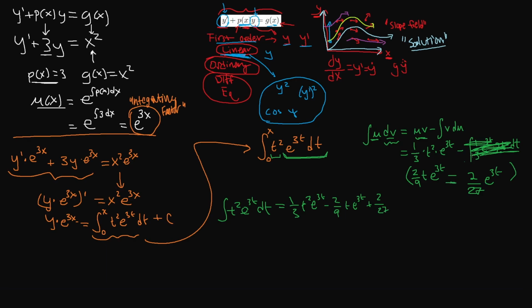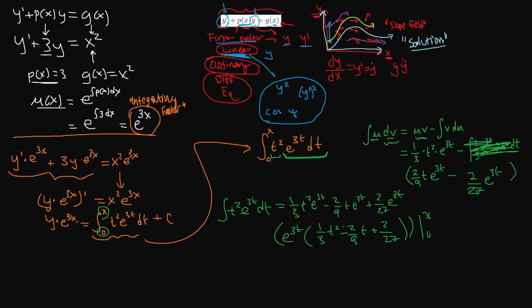It's plus because we have a minus here, and also a minus here, e to the 3t. So let's factor out e to the 3t here. So we have 1/3 t squared minus 2/9 t plus 2 over 27. Okay, so that's a much nicer form now. And now we need to evaluate it at the bounds of the integral to find the answer in terms of x. So we could say this, evaluated at 0 and at x.